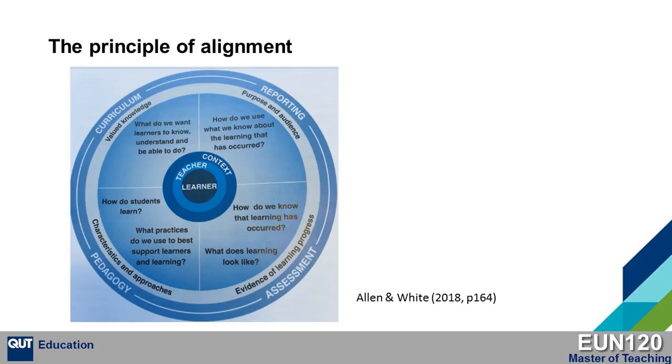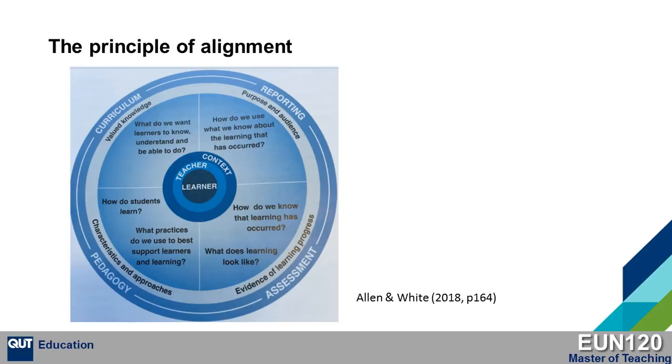The four message systems are spelled out around this. The curriculum is seen as knowledge that is valued, and the question asked is, what do we want learners to know, understand, and be able to do? In the pedagogy quadrant, we need to consider the characteristics of the learners and how they learn, and what approaches will be best to achieve that learning. We will look at this in a lot more detail next week when we delve into teaching and learning approaches or pedagogies.